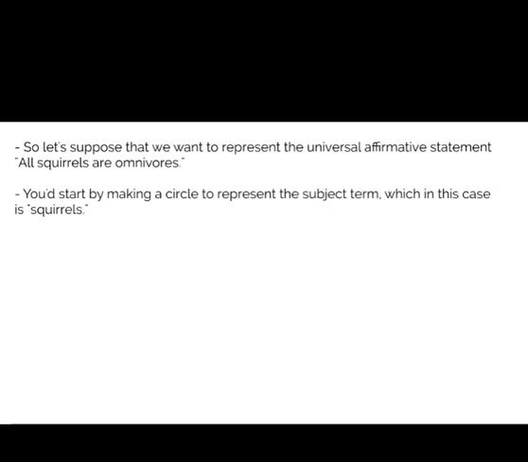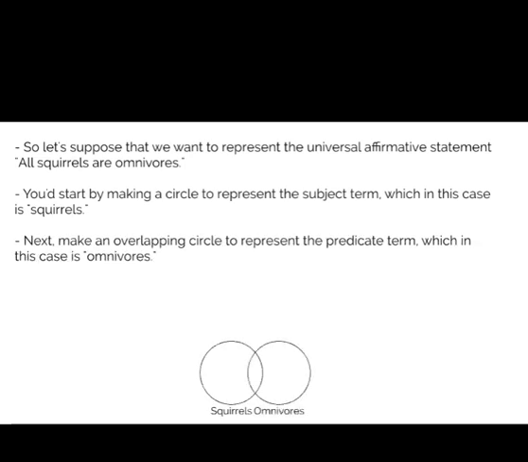Right, so if you have the sentence, all squirrels are omnivores, you just make the two circles and you make sure that you put the subject term on the left. You see that? You put squirrels on the left circle, omnivores in the right circle. Okay.